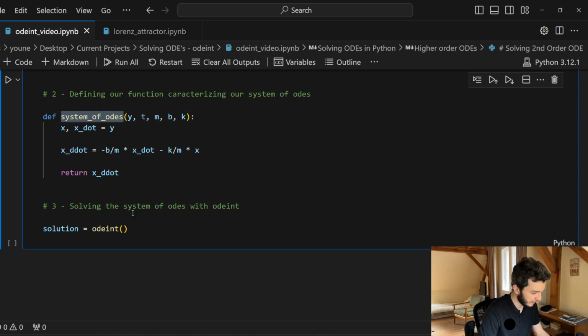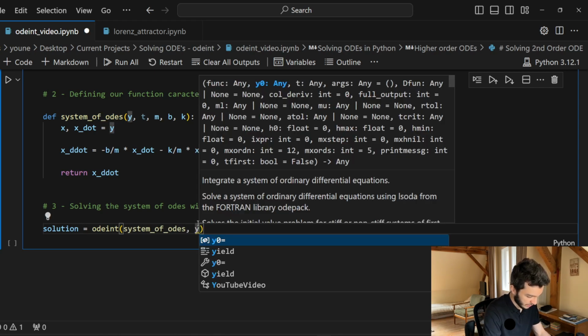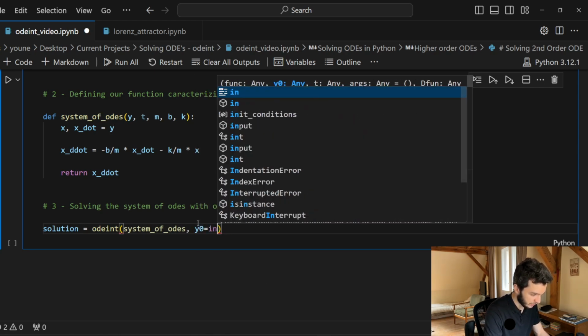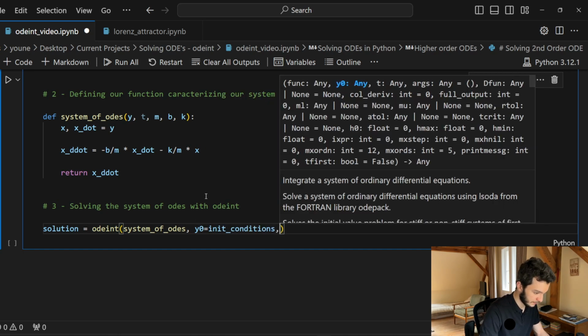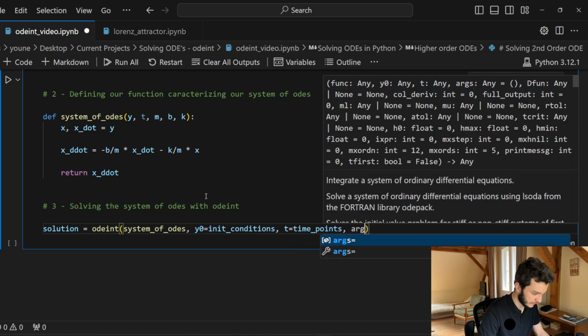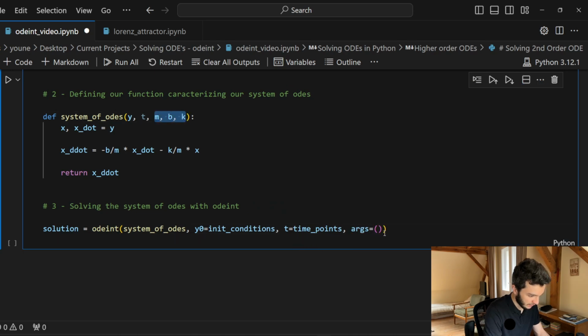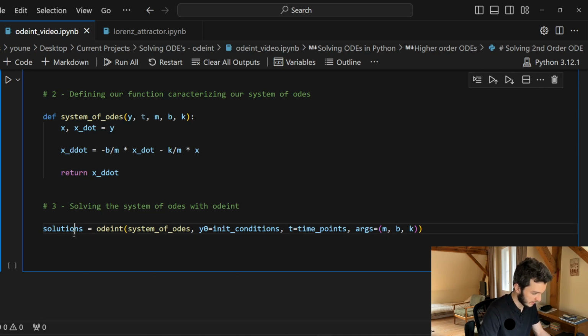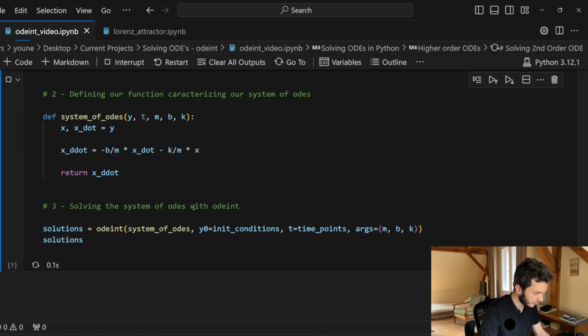In our function ODEint, we pass in our system of ODEs. We specify the initial conditions, so y0 is equal to initial conditions. Okay. We specify the time points, t is equal to points, and we specify the arguments, they have to be in the same order as these ones. So it's m, b, k. Okay, now this is our, let me call it solutions. This time you will see why. If I run this code.